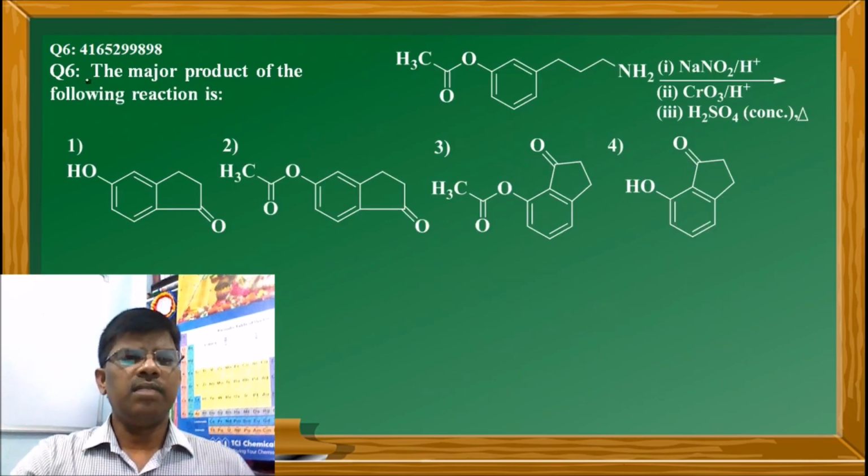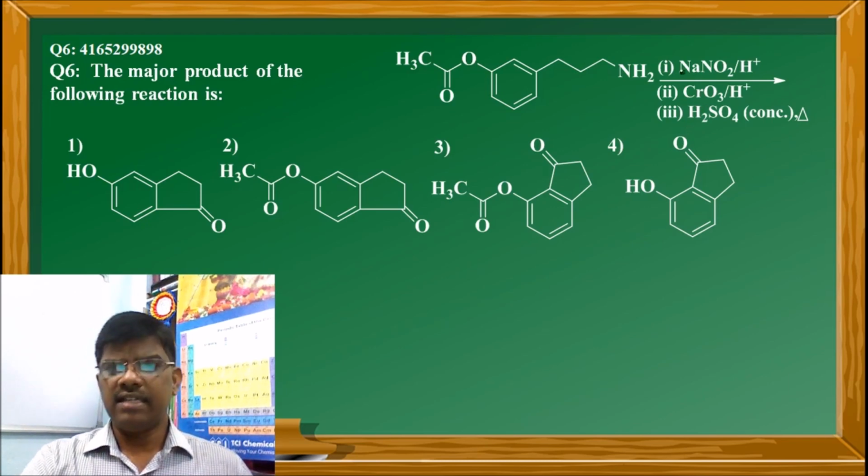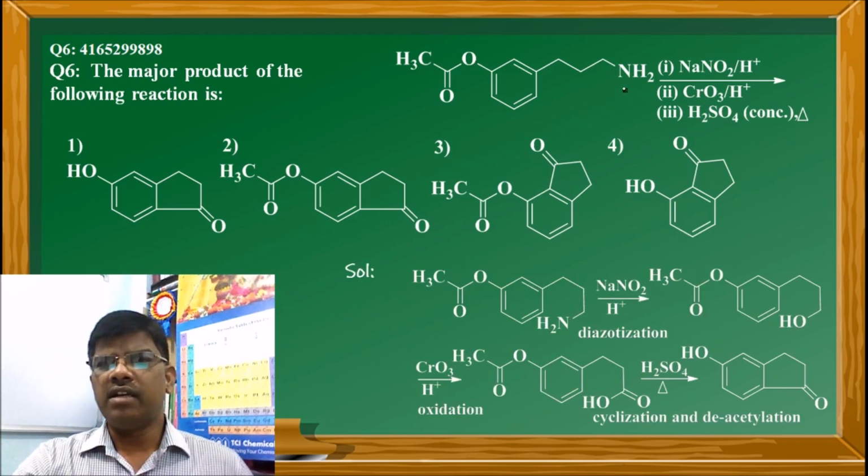Next, question number 6. The major product of the following reaction is, they are doing 3 steps. First is sodium nitrite, second is chromium trioxide, third is sulfuric acid. What is the first step? Diazotization reaction. What happens to the amine? The amine turns into alcohol. And what is the second step? Chromium trioxide oxidation. What happens to the alcohol? This alcohol turns into carboxylic acid.